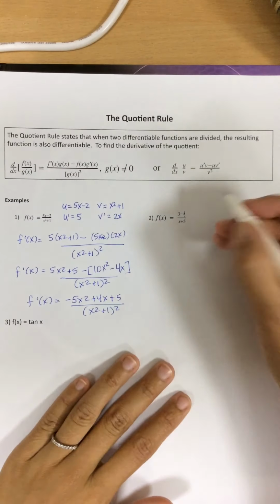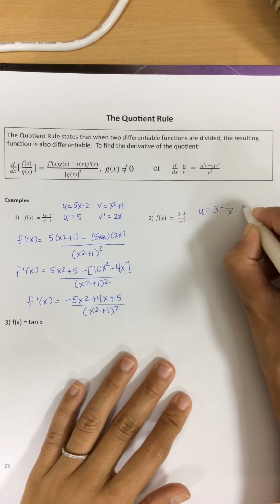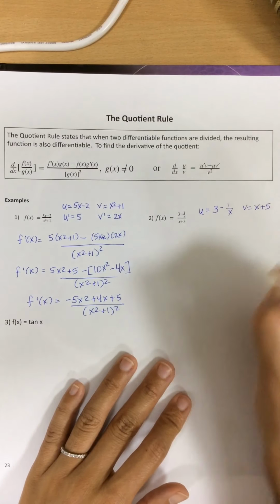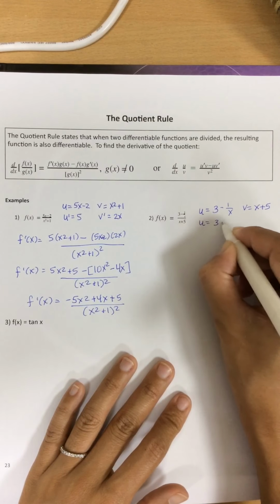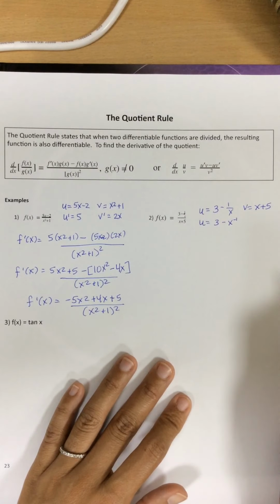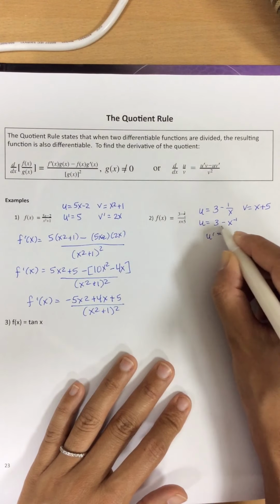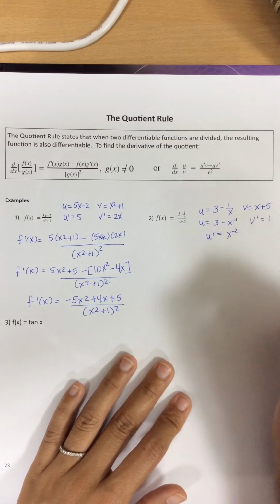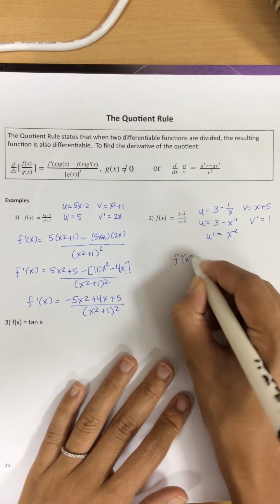So now let's deal with this one. We're going to make u equal to 3 minus 1 over x and v equal to x plus 5. So I'm going to rewrite u as 3 minus x to the negative 1. So then u prime would be, that's 0. When I bring that down, negative 1 times negative is a positive 1. So that's just a 1, and then x to the negative 2. And then v prime would just be 1. The derivative of x is 1. So now let's find the derivative of this quotient.